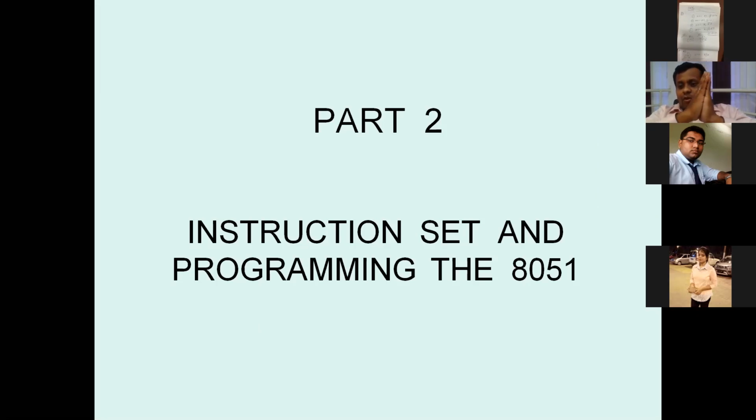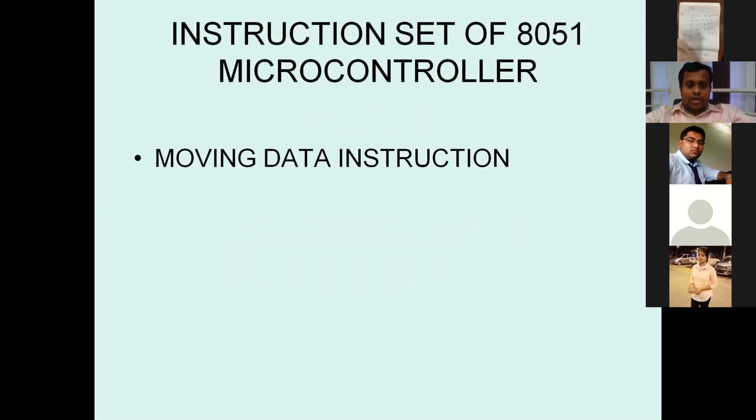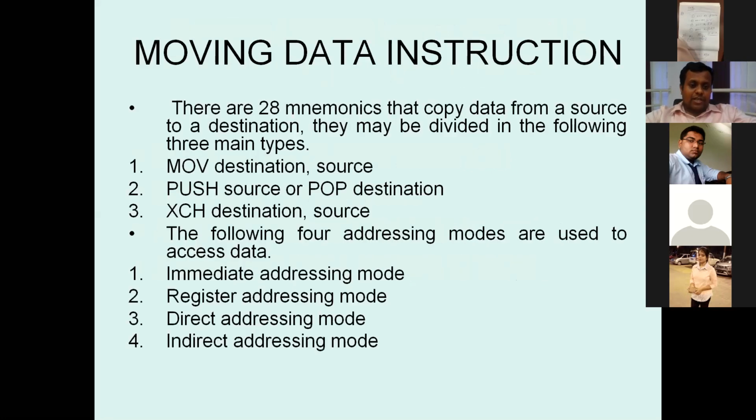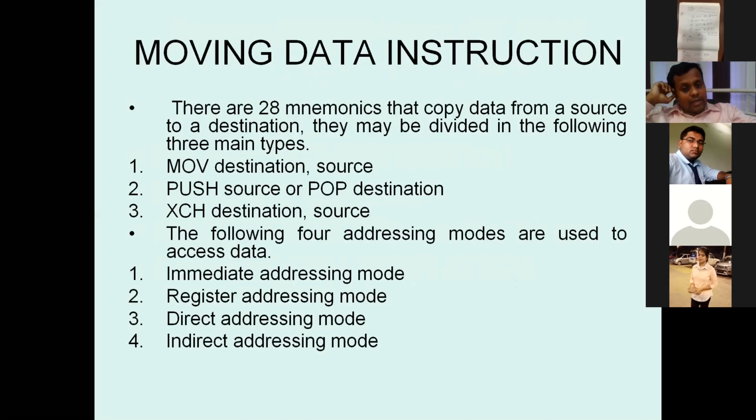But in 8051, very interesting: all the machine cycles require 12 T states. So if it is 2 machine cycles, then it will be 24 T states. If it is 1 machine cycle, then it is 12 T states. These are the types of instructions we have: moving, logical, arithmetical operations, jump, and call instructions.